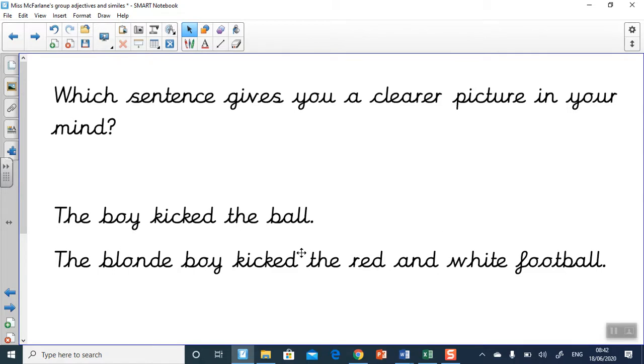Because it has got adjectives in it. So it's giving you a better picture because it's describing the nouns. So the blonde boy, you now get an image of a boy with blonde hair in your head, kicked the red and white football, so then you've got the picture of the red and white football. Whereas in the first sentence, the boy kicked the ball, you might be thinking of a brown haired boy kicking a regular looking football. Well done if you thought that this second sentence was the most descriptive.